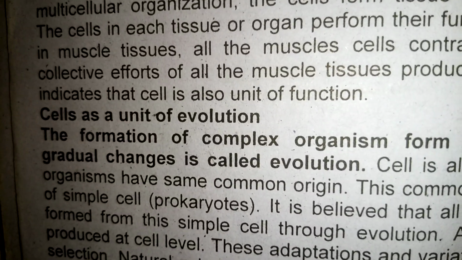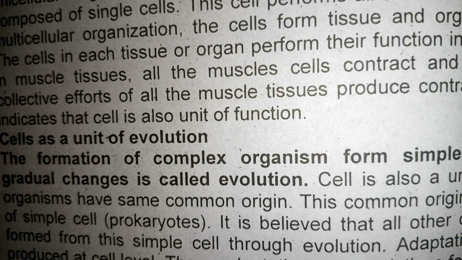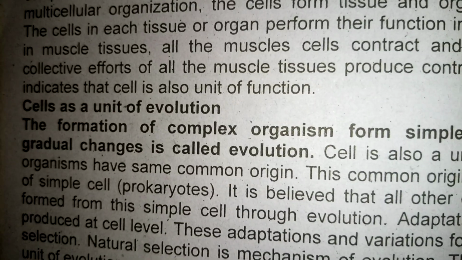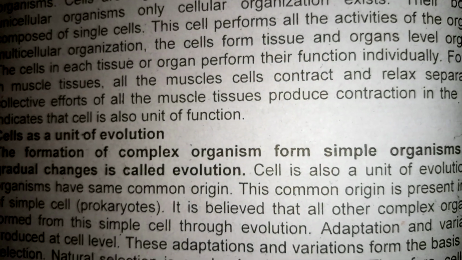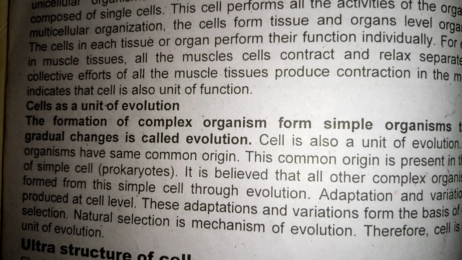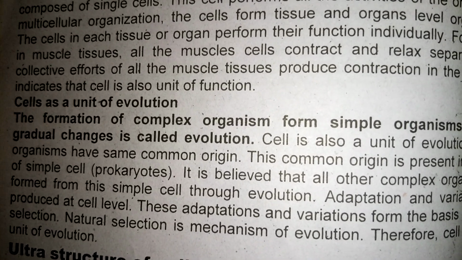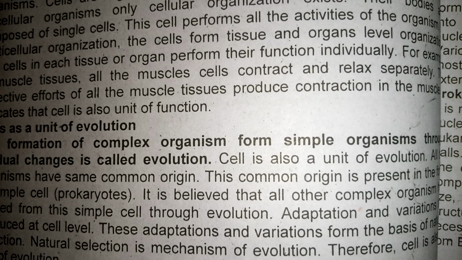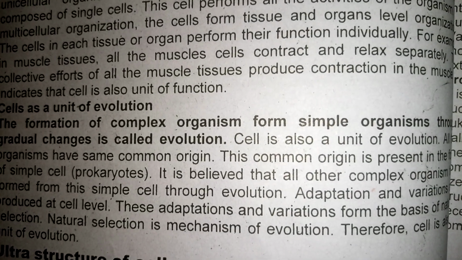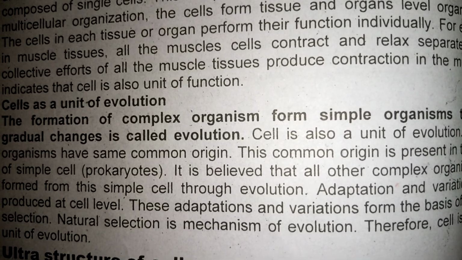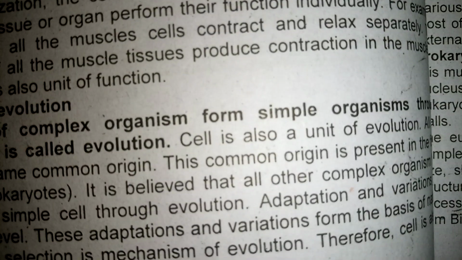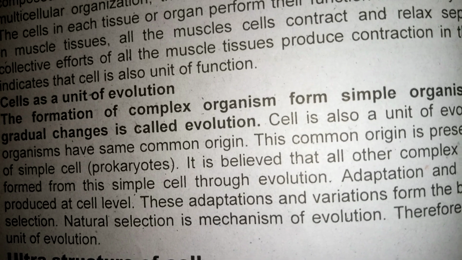Cell as a unit of evolution. The formation of complex organisms from simple organisms through gradual changes is called evolution. The cell is also a unit of evolution. Organisms have a common ancestry. The common ancestor is present in the form of the simple prokaryotic cell. It is believed that all other complex organisms formed from this simple cell through evolution, adaptation, and variations produced at the cell level. These adaptations and variations form the basis of natural selection. Natural selection is the mechanism of evolution. Therefore, the cell is the basic unit of evolution.